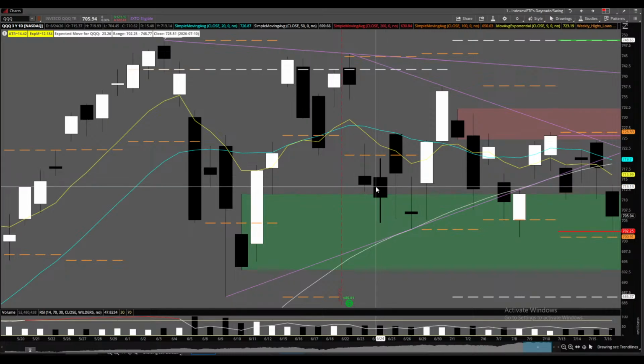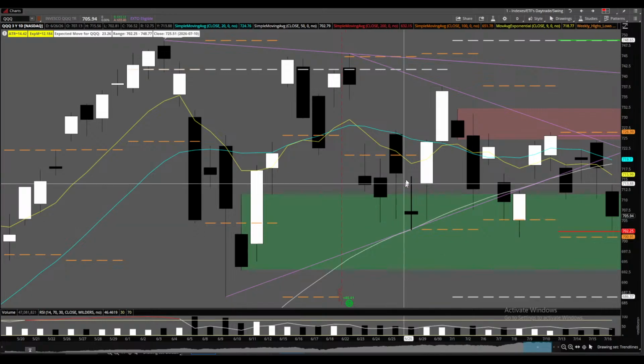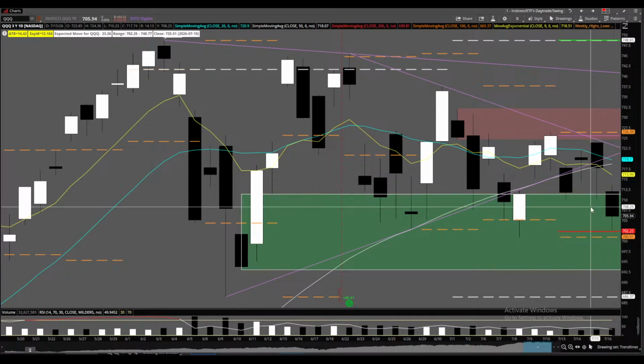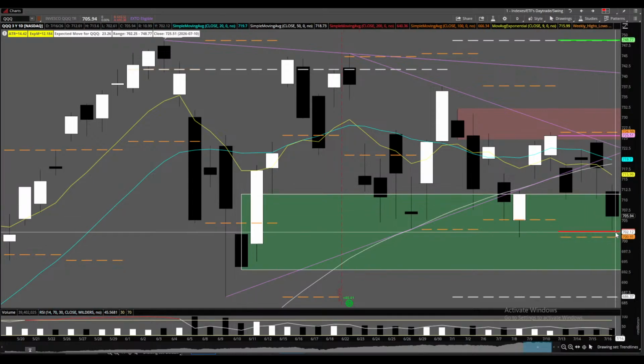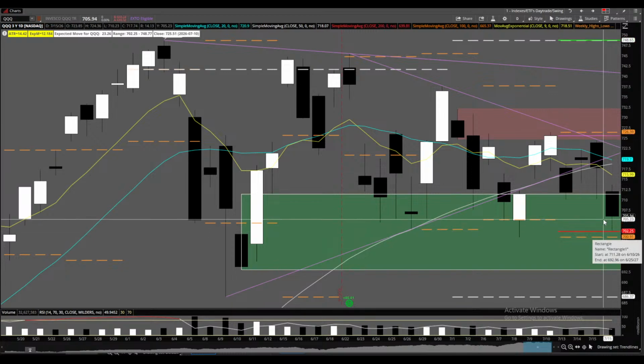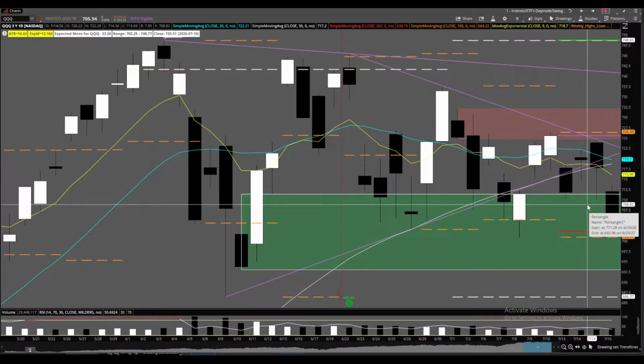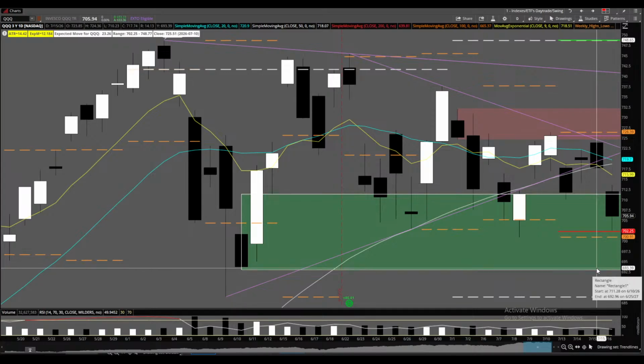Now, the Qs. Remember, I kept talking about this daily demand zone. Every time we came in here, we get bought. Now, look at what we did yesterday. Hit the expected move to the downside, and we bounced. There's last week's lows. We still didn't hit last week's lows. However, right now we're at 693.30s. Look where we're at. The bottom of this demand zone. So if this is going to get bought, it's here.